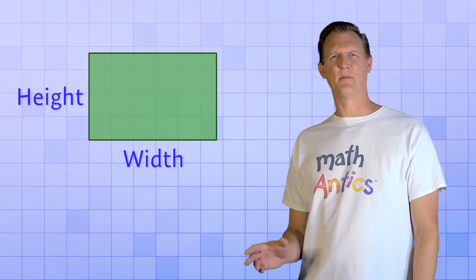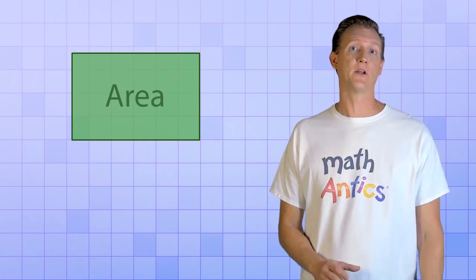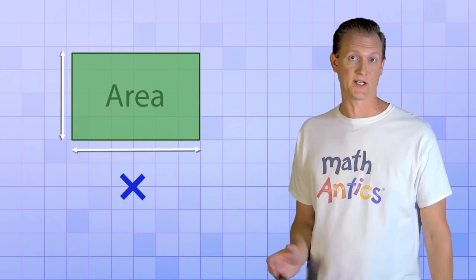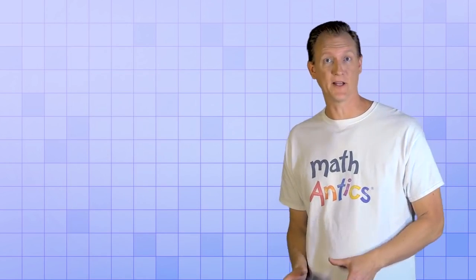The actual names of the dimensions really aren't important, so different teachers might use different names. The important thing is to be flexible and realize that the math concepts are the same, even if different words are used to explain them. For example, the area of a rectangle is always found by multiplying its two side dimensions together, no matter what they're called. Okay, back to calculating volumes.